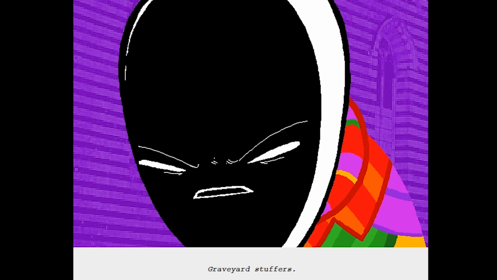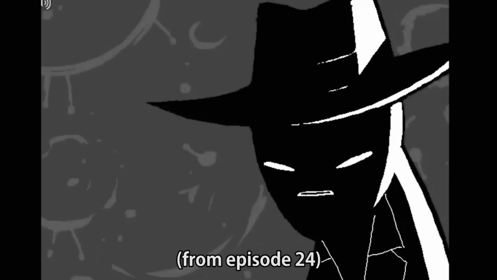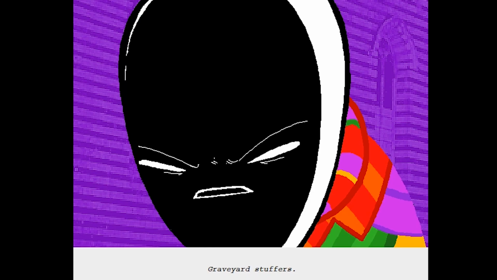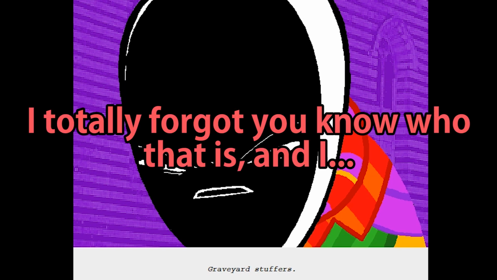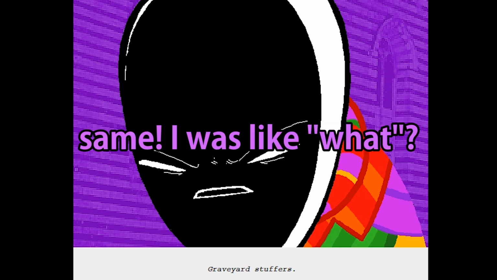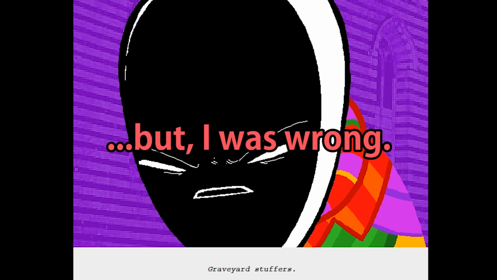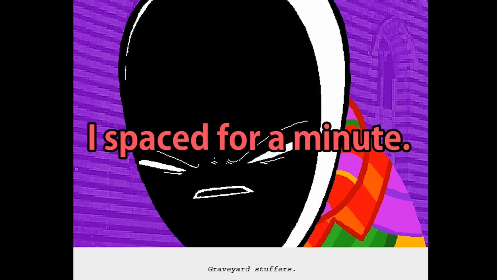Graveyard stuffers. Don't know what that means, but this guy looks like Spade Slick. Oh my god, is he Spade Slick? I totally forgot you know who that is, and I thought him. Same. I was sitting there like, what? I was like, Jack, you shouldn't know that name yet, but I was wrong. I spaced for a minute.